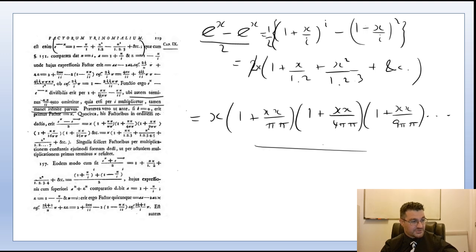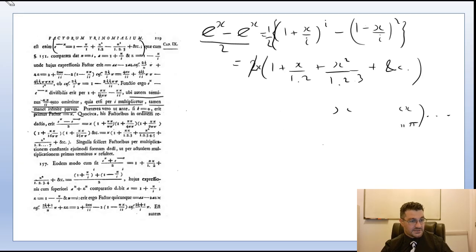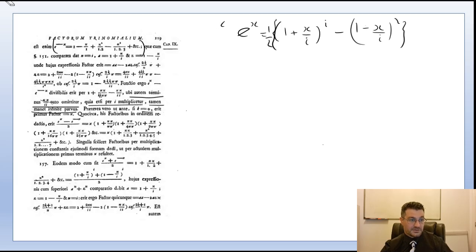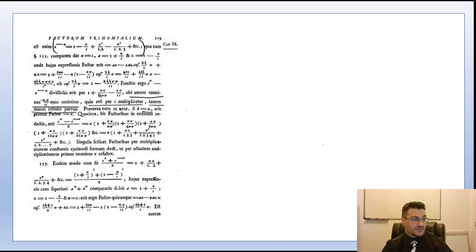Let's keep going. Okay, so we're on to section 157 now. So let me go into a new page. So he's going to do a similar thing now for e to the power of x plus e to the power of minus x over 2, using the result from section 150.